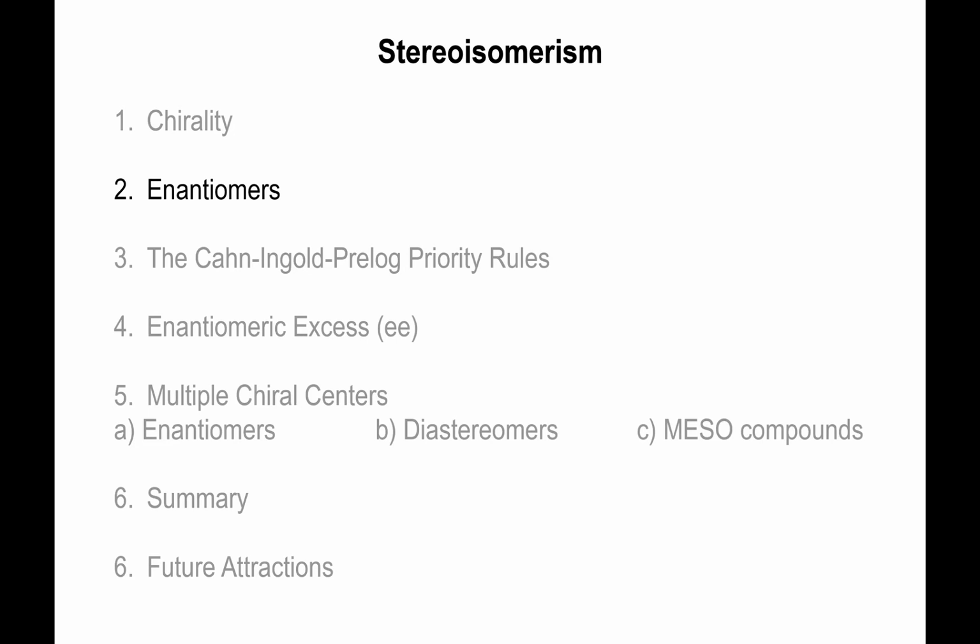Right, let's talk about enantiomers. When you have two non-superimposable mirror images, that's when you have a chiral molecule. And technically speaking, when the molecules are non-superimposable onto each other, you do have enantiomers present. This is, in essence, the definition of an enantiomer. The mirror images cannot be superimposed onto each other.